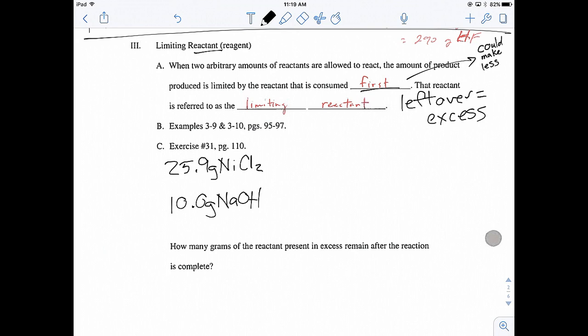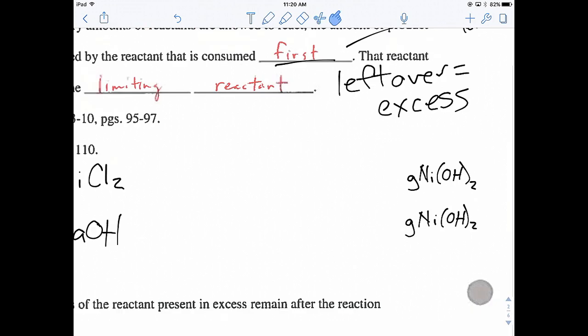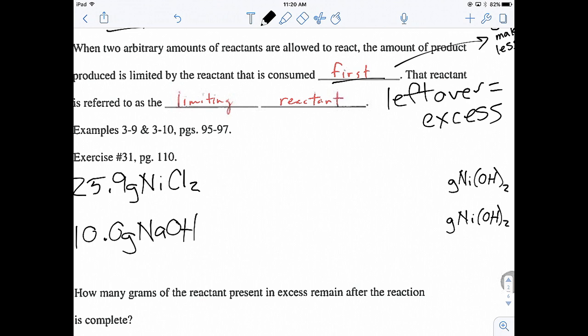So what we're going to do is take both of these reactants and do two separate stoichiometry calculations. We're going to try to find, in both cases, the grams of nickel hydroxide that we could make. And if you recall from our dimensional analysis, or stoichiometry, or mole house, whatever you did in regular chem, we're going to need three steps here. The first step is to convert grams of NiCl2 into moles of NiCl2. And then anytime we have to convert from one substance to another, we'll need to use our mole ratio.